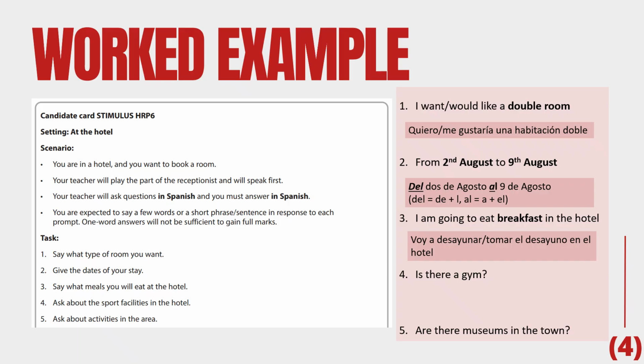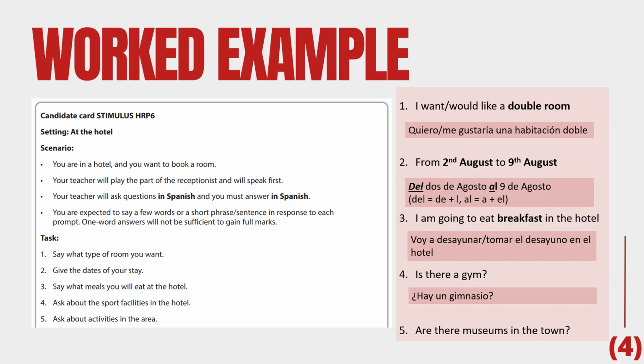Is there a gym? So I'm asking about the sports facilities in the hotel. The easiest way is just to say, is there a gym? And to do this, all I have to do is turn the statement into a question with the tone of my voice. So, hay un gimnasio. If I say, hay un gimnasio, I'm saying there is a gym. If I say, ¿hay un gimnasio?, I'm asking, is there a gym?